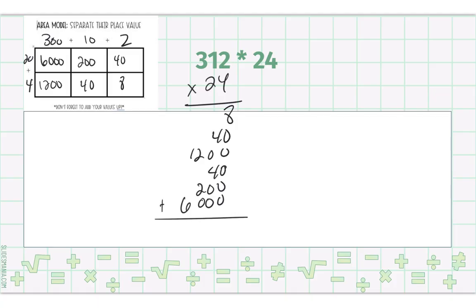In my ones place, it's just 8 all the way down. In my tens place, I have 40 plus 40, which is going to give me 80. In my hundreds place, I have 200 and 200, which is going to give me 400. And then my 1,200 plus my 6,000 is going to give me 7,488. Again, if you pay close attention, you can see that all of our partial products here match our area model here.